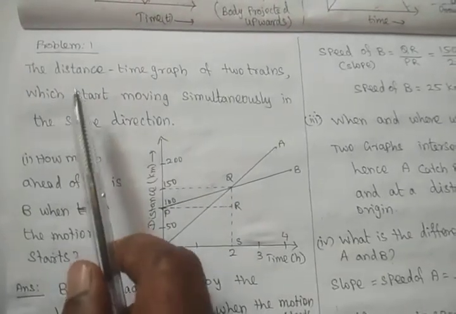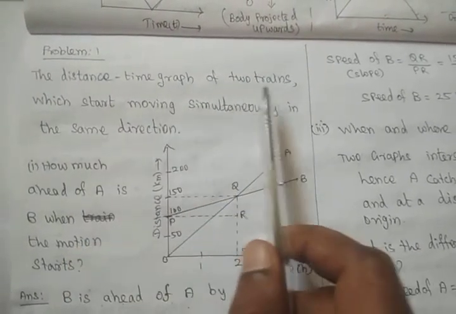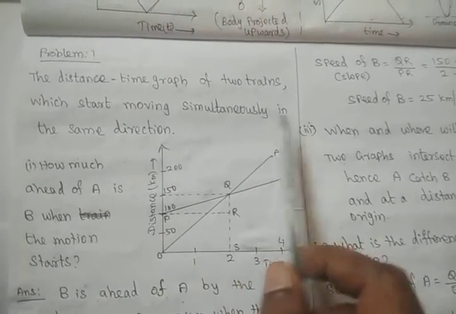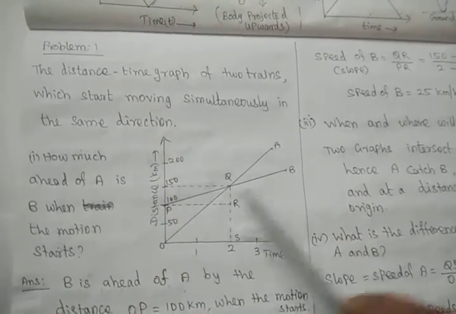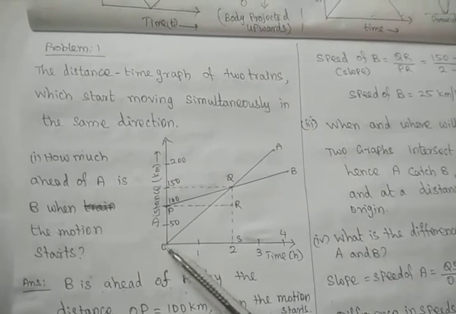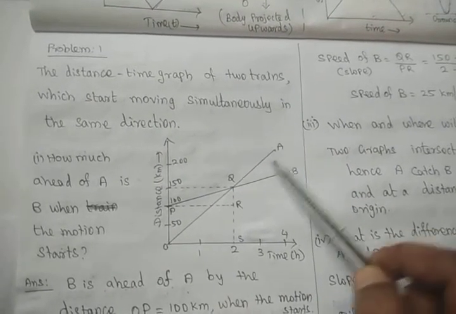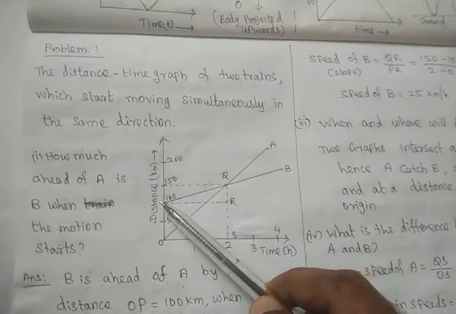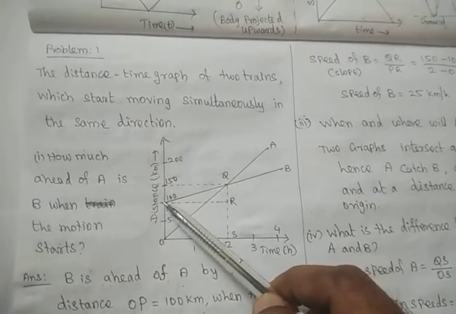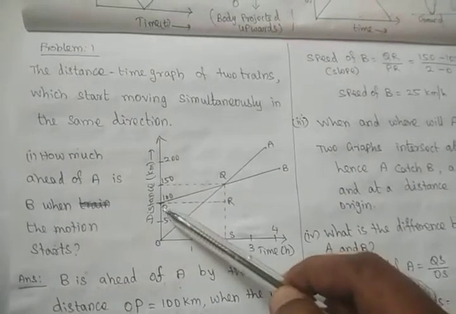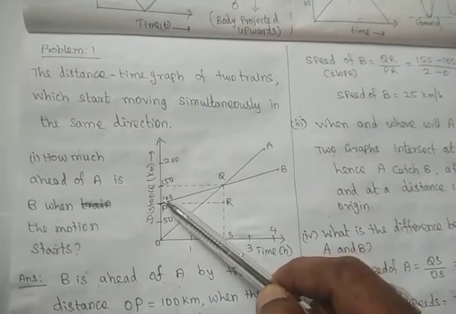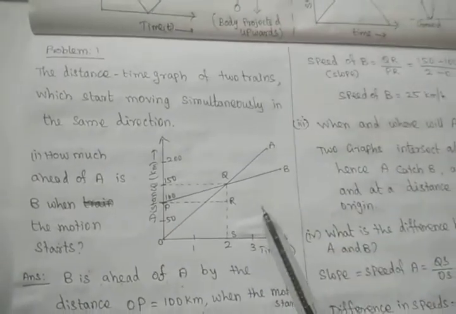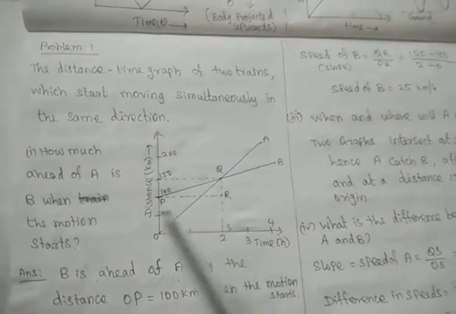So, problem 1. The distance-time graph of two trains which start moving simultaneously in the same direction. There are two trains, A and B. Train A starts moving from the origin, but at the same time train B is 100 kilometers ahead. This is the graph given in the question itself. Now we are going to answer the questions one by one.